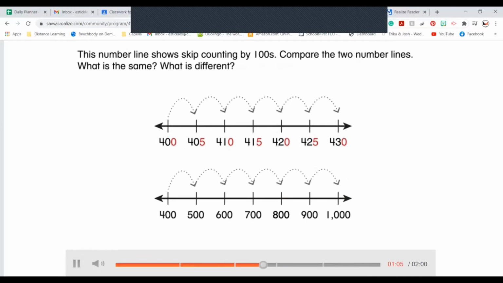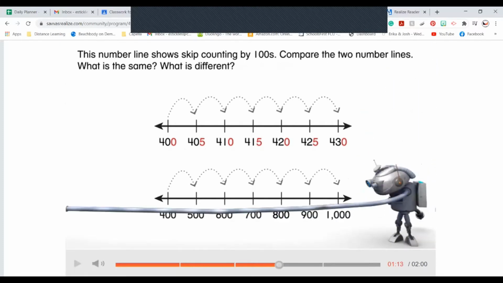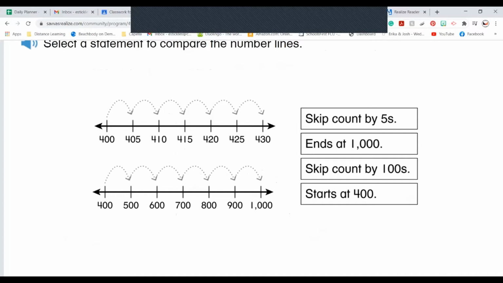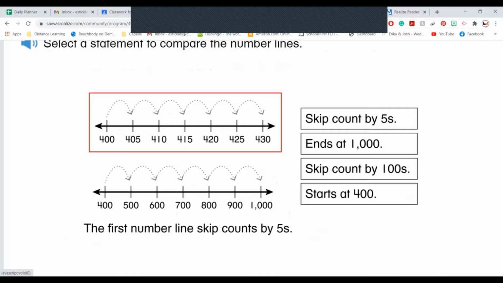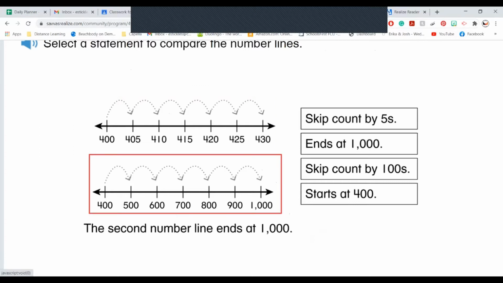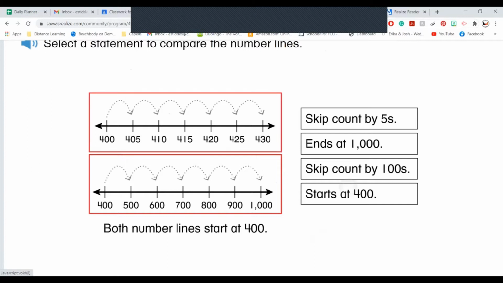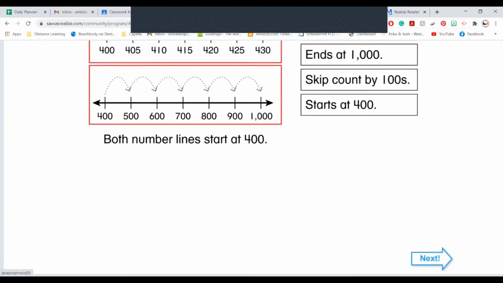This number line shows skip counting by hundreds. Compare the two number lines. What is the same? What is different? Let's try it. It says select a statement and compare the number lines. The first number line skip counts by fives. The second number line ends at 1000. The second number line skip counts by hundreds. Both number lines start at 400. Those are how our number lines are the same or different.